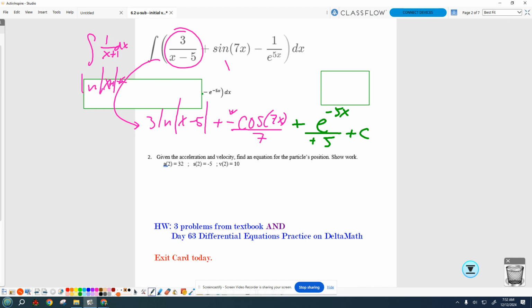actually becomes positive. So that big old mess is 3 natural log of absolute value x minus 5, minus cosine 7x all over 7, plus e to the negative 5x over 5. There's all those pieces. Okay.